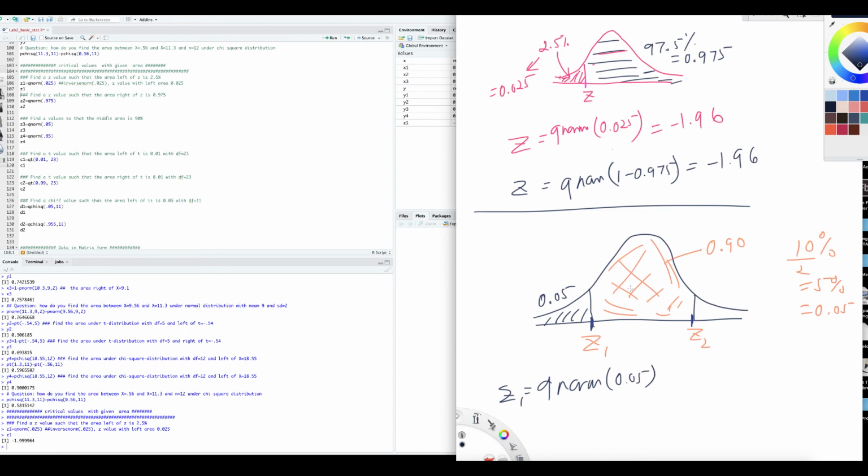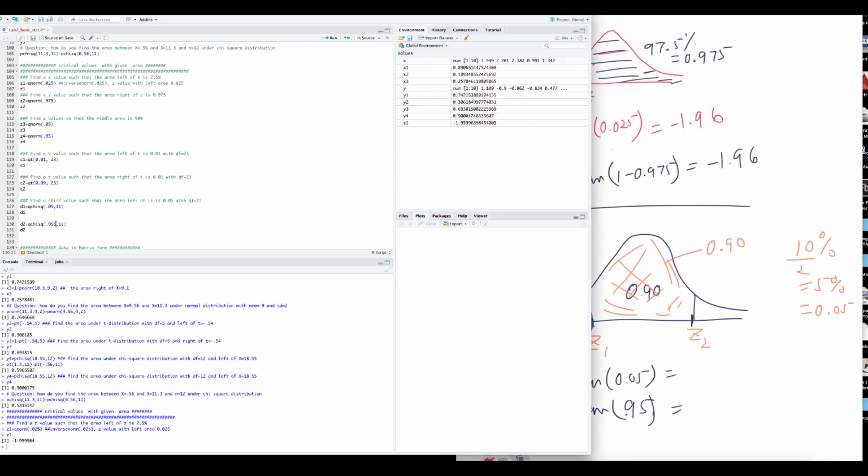To find Z2, the middle is 0.90 and this left part is 0.05, so the total is 95%. To find the Z values, you always need the area left of that Z value. So for Z2, the total area to the left is 0.95, and you enter qnorm(0.95). This will give you the values of the Z's.